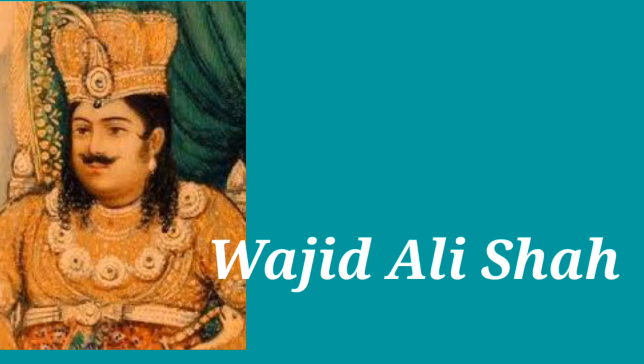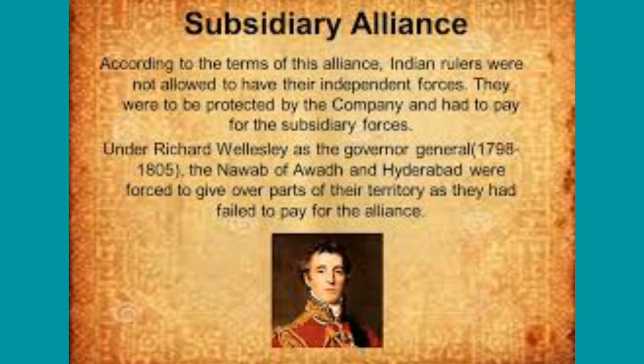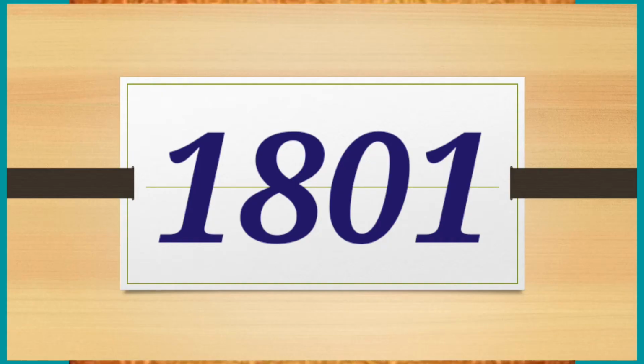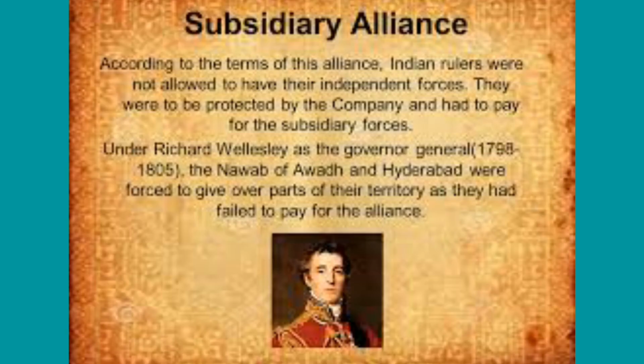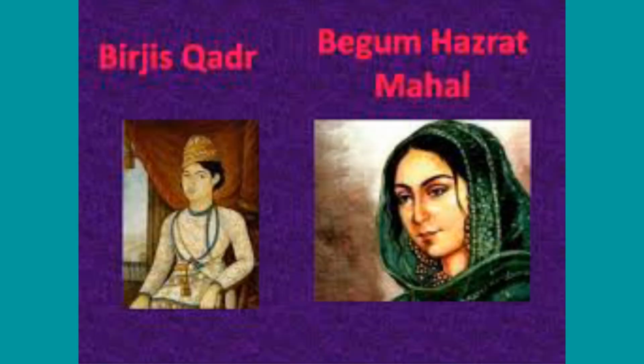Nawab Wajid Ali Shah, you know very well, was the Nawab of Awadh at the time of its annexation to the British Empire. Just remember, Awadh was annexed to the British Empire by the policy of subsidiary alliance. Do you remember that? At the time he was the Nawab, and Birjis Qadr was the son of Wajid Ali Shah, so automatically Birjis was declared the new Nawab of Lucknow. During the revolt, his mother Begum Hazrat Mahal and Birjis both played a very important role in the uprising in Lucknow.